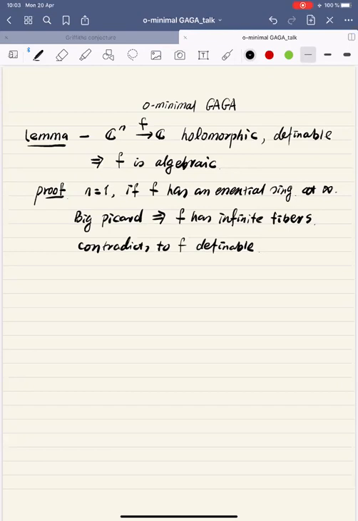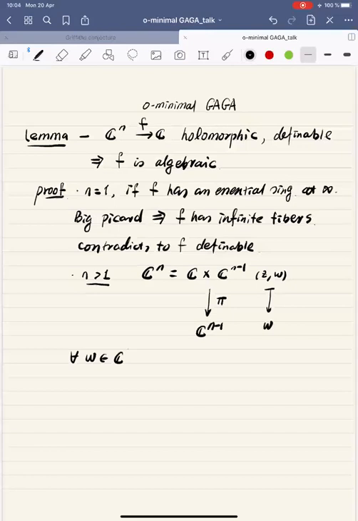Okay. So for n bigger than one, we write C^n as the product of C times C^(n-1), and we have a coordinate projection which sends (z, w) to w. So for any w in the base C^(n-1), by the first case n equal to one, we fix w each time, so this is a polynomial in z.